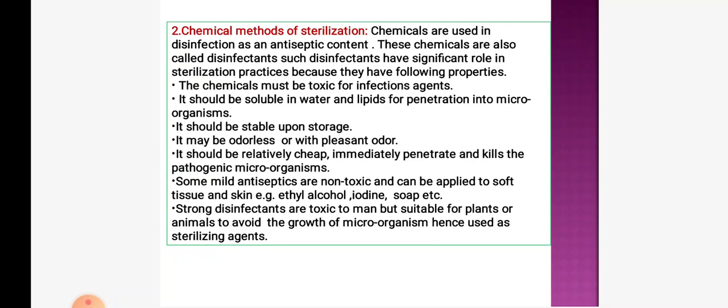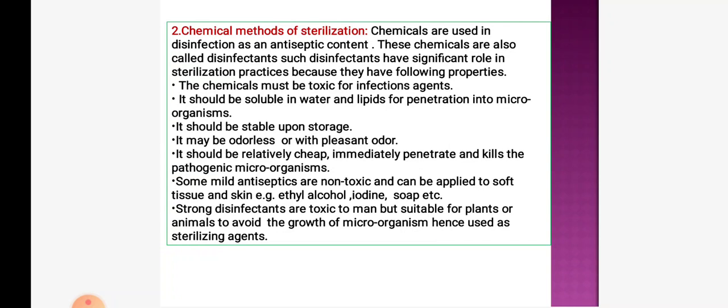It may be odorless or with odor. Cheap. Immediately penetrate and kill the pathogenic microorganism. Some mild antiseptics are non-toxic and can be applied to soft tissue and skin. Ethyl alcohol, iodine, soap. These are disinfectants. In day-to-day life, we are using these disinfectants.